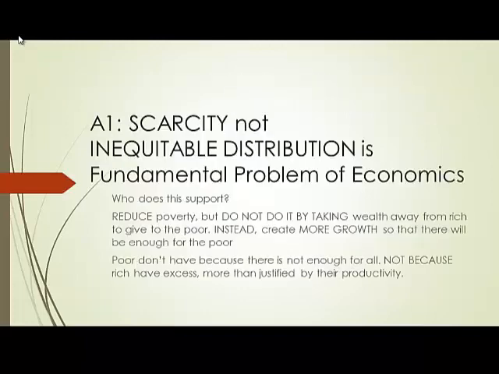So the first and primary argument which is made in economics textbooks is that scarcity is the fundamental problem of economics and not inequitable distribution. So what are we trying to say? What we are trying to say here is that yes, okay, we should try to reduce poverty, but poverty is caused because there are not enough goods. And if we try to increase the wealth, only then we will be able to feed the poor.